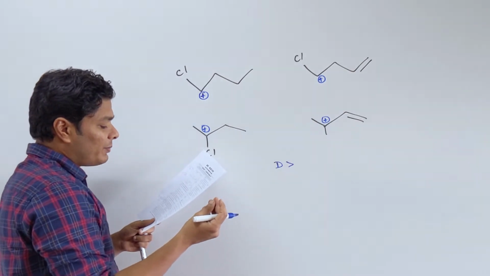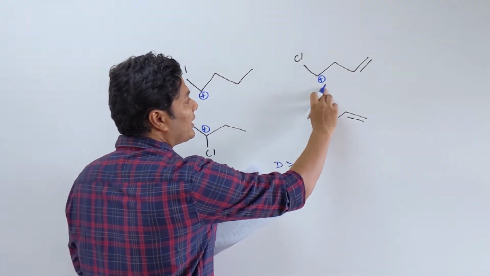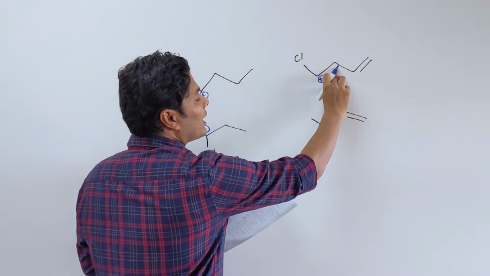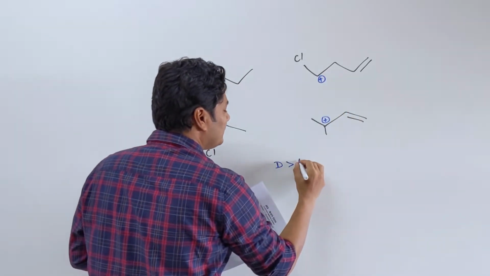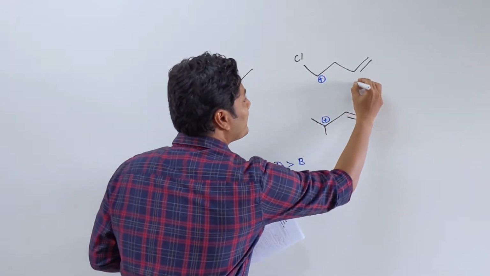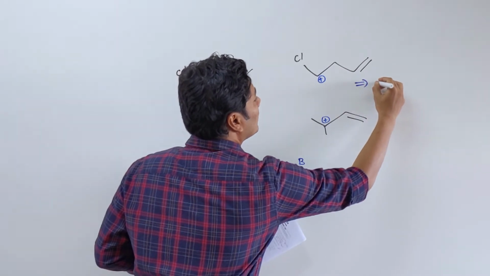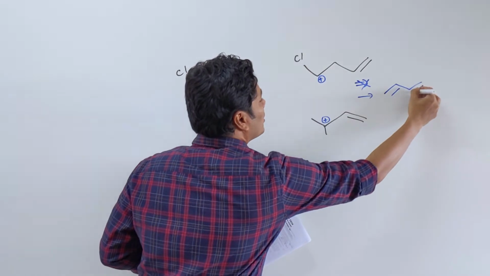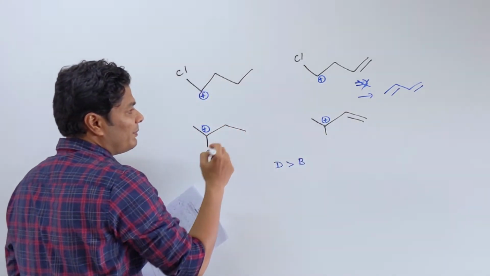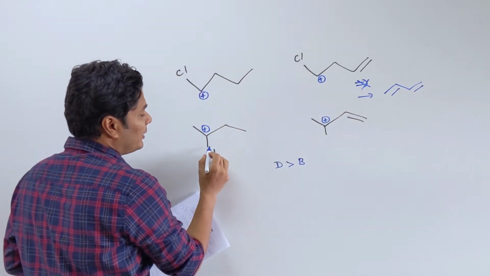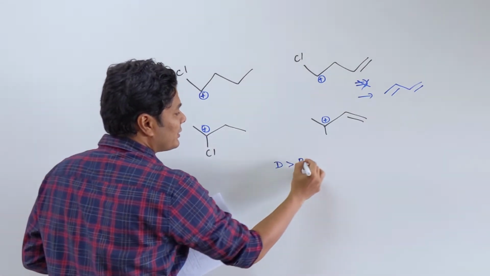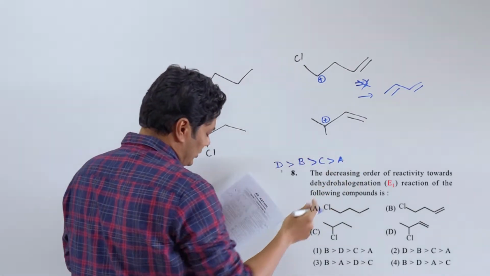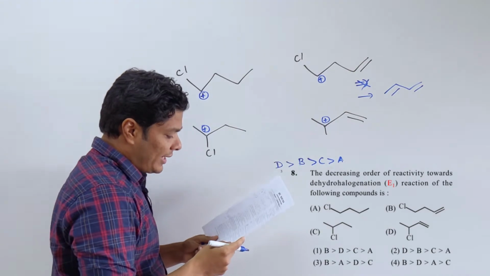B can be faster because once you form the carbocation, it can rearrange into an allylic carbocation. So it is going to be faster, and also the product is going to be, sorry, I shouldn't put retro arrow, this arrow, conjugated. So it is going to be stable. Here this is going to be just a pure secondary. So this is C greater than A. So D greater than B greater than C greater than A.